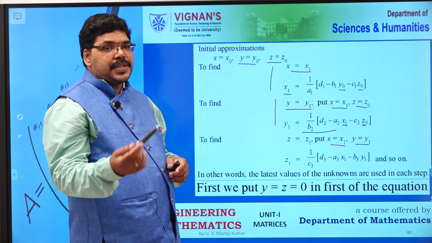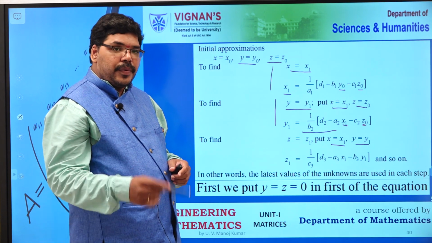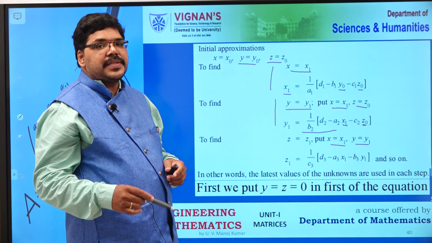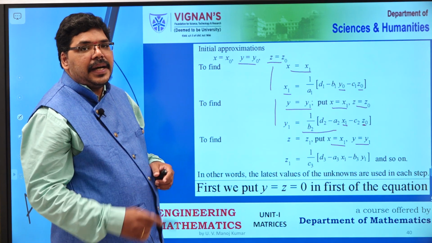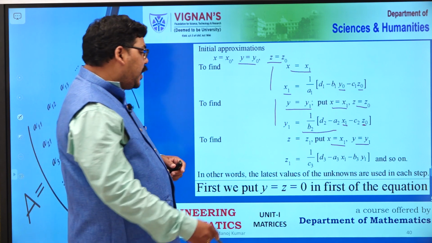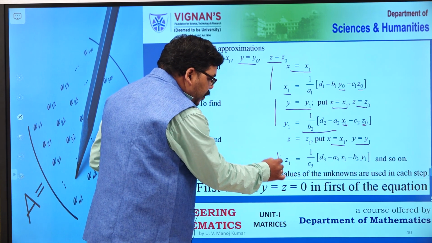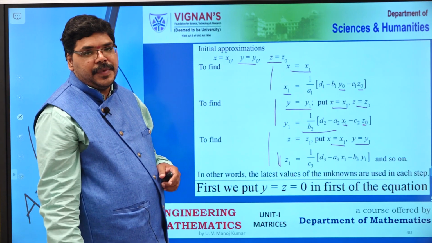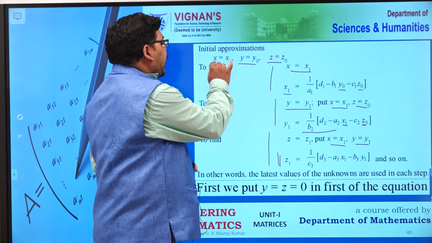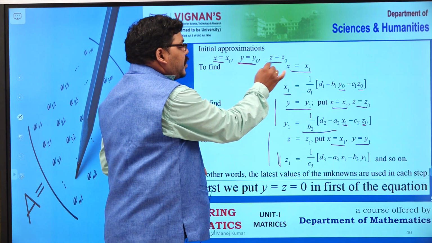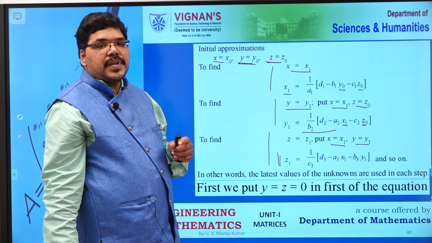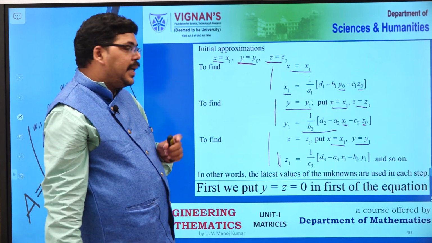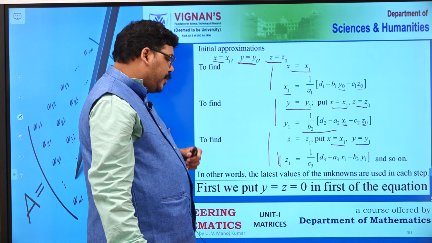The latest known values. What are the latest known values here? For x, the latest known value is x1. For y, the latest known value is y1. So when you substitute x equals x1 and y equals y1 in the expression of z, you get z1, and this is the first approximate value of z. Initially we are saying x equals x naught, y equals y naught, z equals z naught. After substituting in the iterative expressions, we are able to calculate x1, y1, z1.